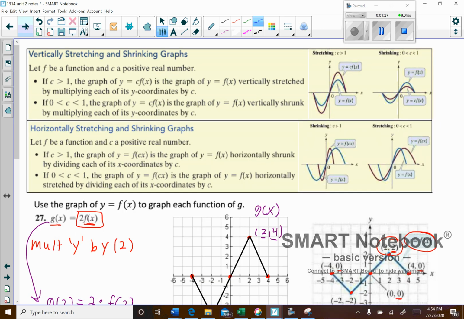Then we have our stretching, and that's where you multiply the function by a value. If you multiply by greater than 1, it's going to stretch it vertically. And if it's somewhere between 0 and 1, it's going to shrink it somewhat. And then the horizontal shrinking and stretching, that's a little opposite of what you'd think. If you multiply by greater than 1 directly to the x value, it actually causes the graph to shrink horizontally. And if it's somewhere between 0 and 1, it actually makes it a little bit wider. And that's a little counterintuitive.